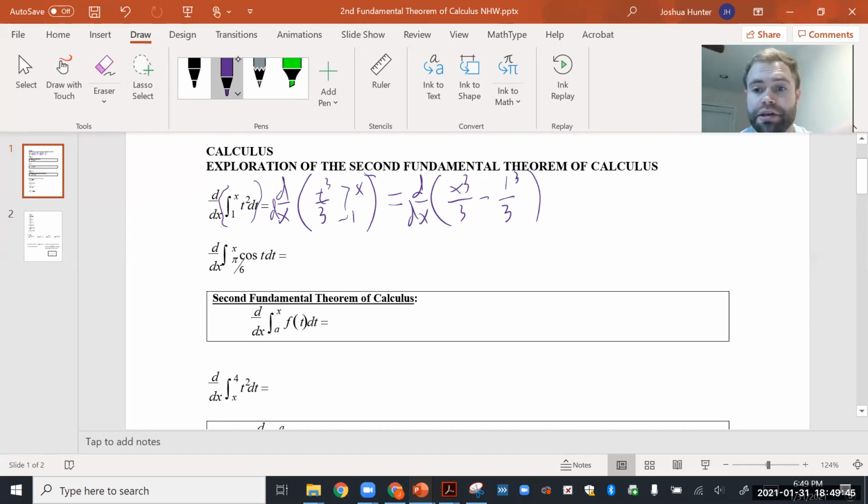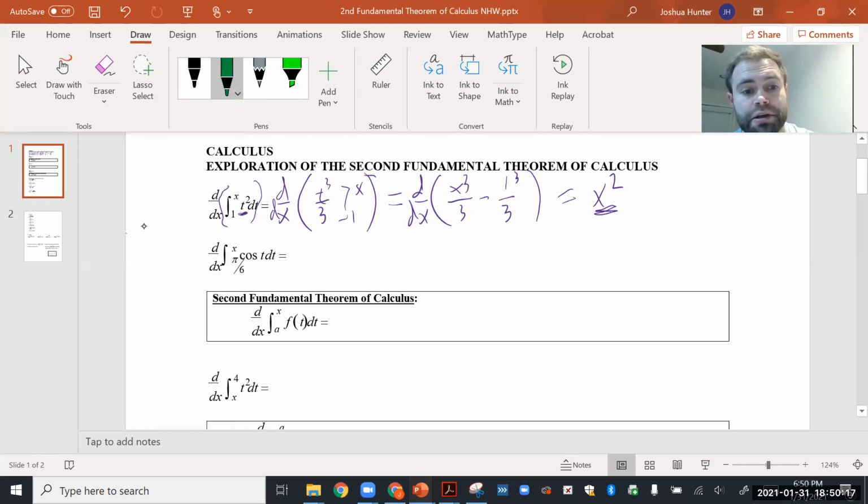So we did the definite integral from 1 to x of t squared, and now we're going to take that derivative. The derivative of x cubed over 3 gives me x squared, and the derivative of 1 cubed over 3 is 0, so we get x squared. That's pretty cool. The derivative is just the original function. Let's see if that happens again.